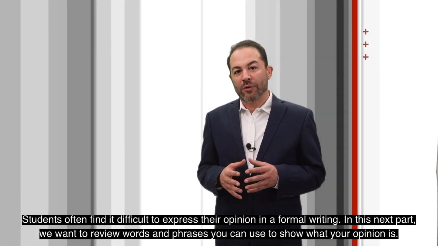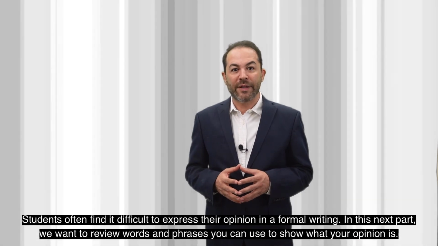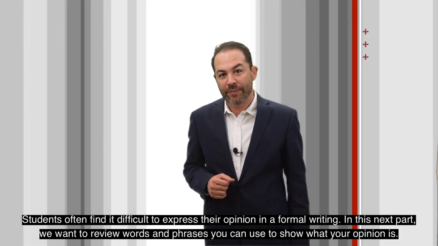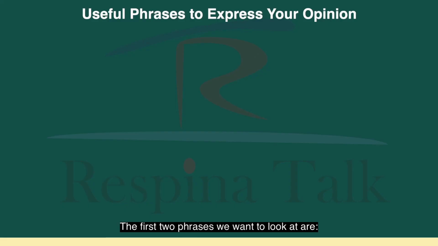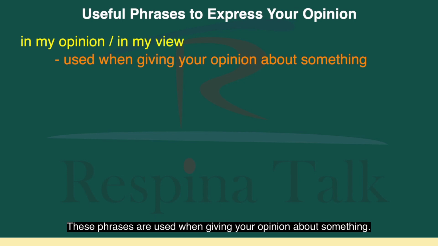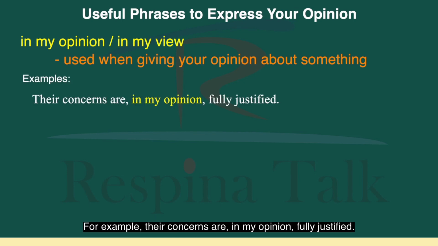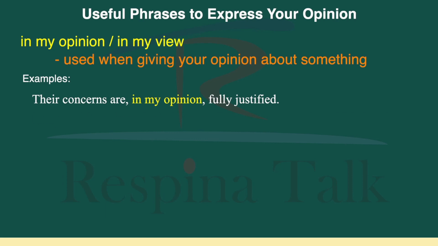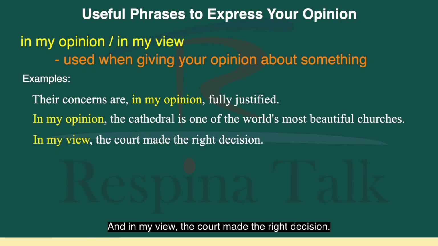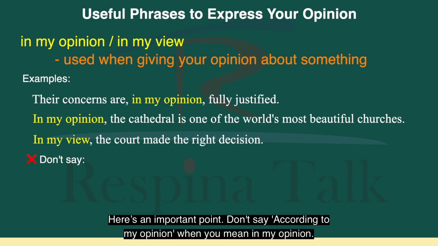Students often find it difficult to express their opinion in formal writing. In this next part, we want to review words and phrases you can use to show what your opinion is. The first 2 phrases we want to look at are "in my opinion" and "in my view." These phrases are used when giving your opinion about something. For example, their concerns are, in my opinion, fully justified. In my opinion, the cathedral is one of the world's most beautiful churches. And in my view, the court made the right decision. Now, here's an important point. Don't say, "according to my opinion," when you mean, "in my opinion."